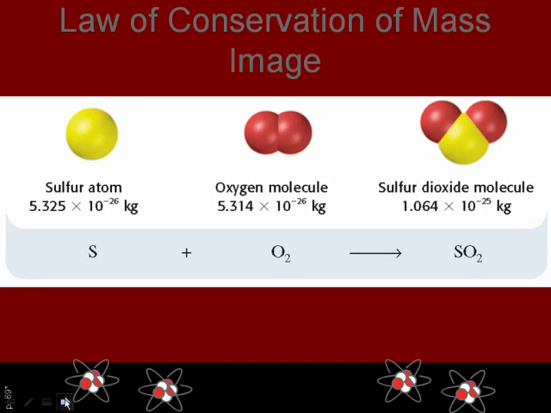So this is a different reaction. We're combining sulfur and oxygen to make sulfur dioxide, but it still obeys the law of conservation of mass. We can clearly see that there is 1 sulfur atom on the reactant side, 1 sulfur atom on the product side. There are 2 oxygen atoms on the reactant side, and there are 2 oxygen atoms on the product side.